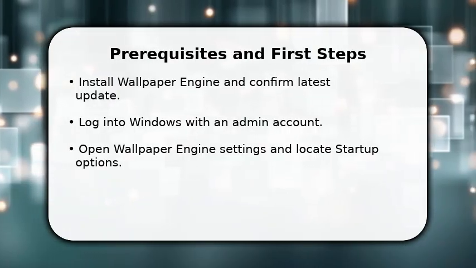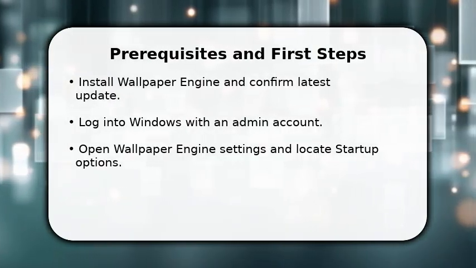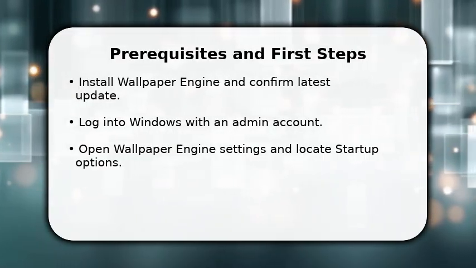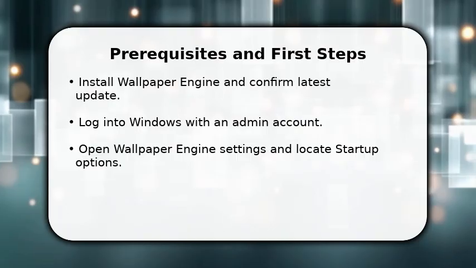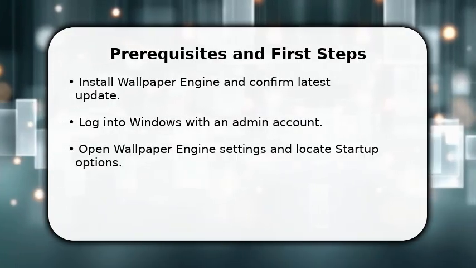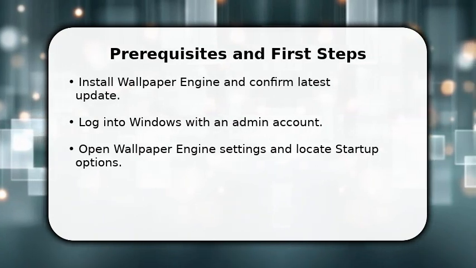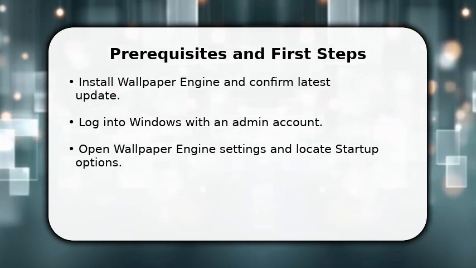You want the General or Startup tab. Make sure to enable any Steam integration if you run via Steam. From there, toggle the option for Start with Windows. This first action ensures the app can register itself with the system. Do it now so the remaining steps can configure persistence and permissions.